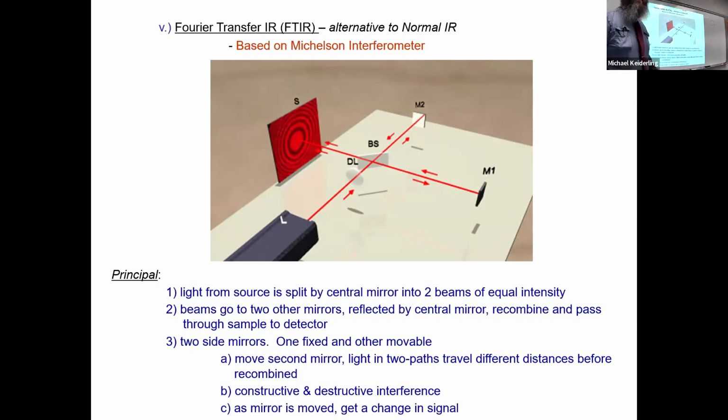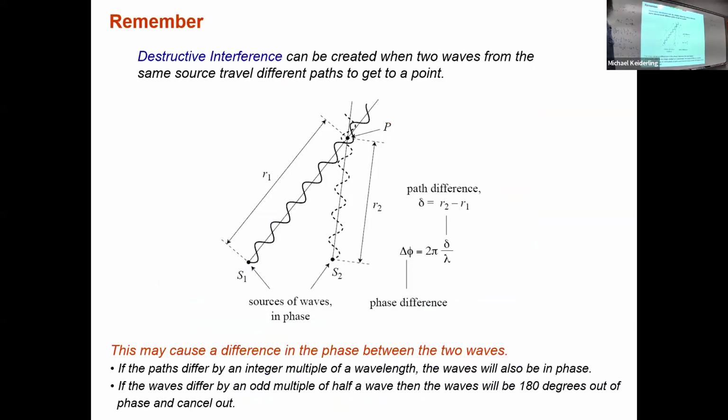And then you can use a Fourier transform to transform that. So you get destructive interference when two waves from the same source travel different paths to get to a point. This can cause a difference in the phase between the two waves. If the paths differ by an integer multiple of a wavelength, they'll be in phase and add up positively. But if they differ by an odd multiple of half a wave, then they'll be 180 degrees out of phase and cancel out.